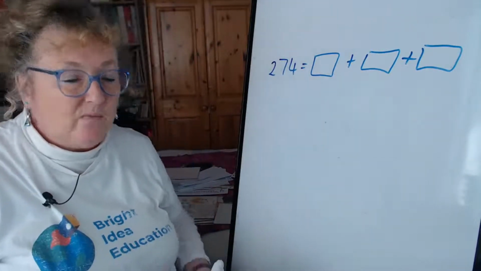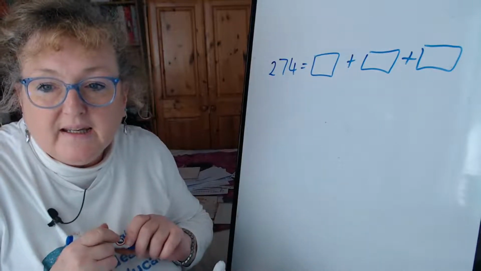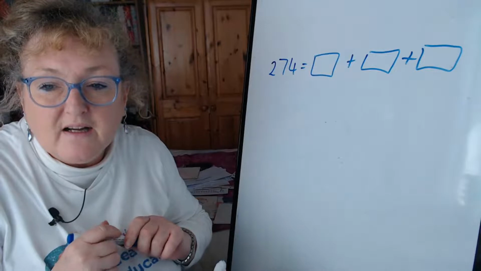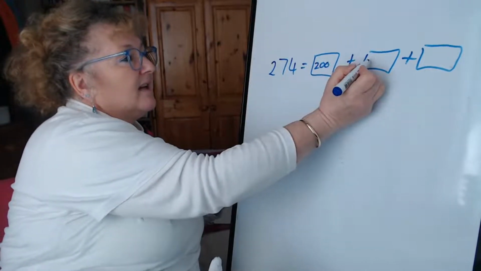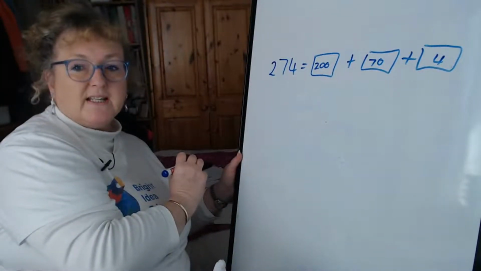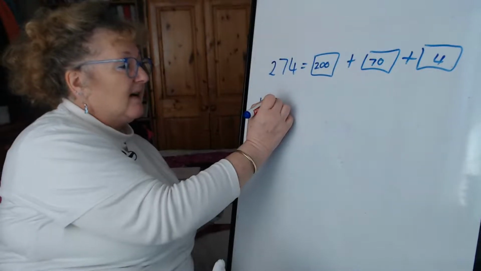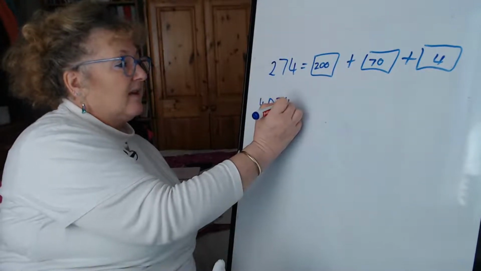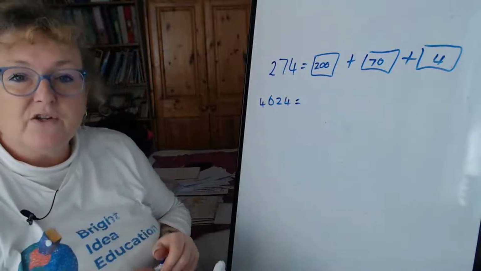Well done, well done. Numbers and answers are coming in. So we have got 274. Okay, I'm not going to put the boxes this time. Can you show me that as an expanded equation?